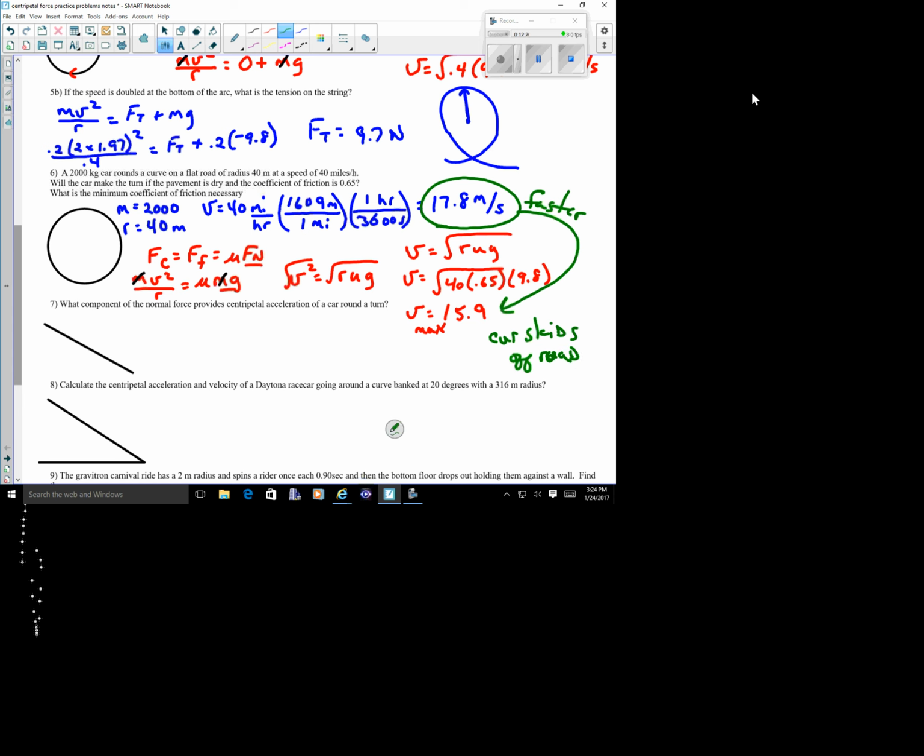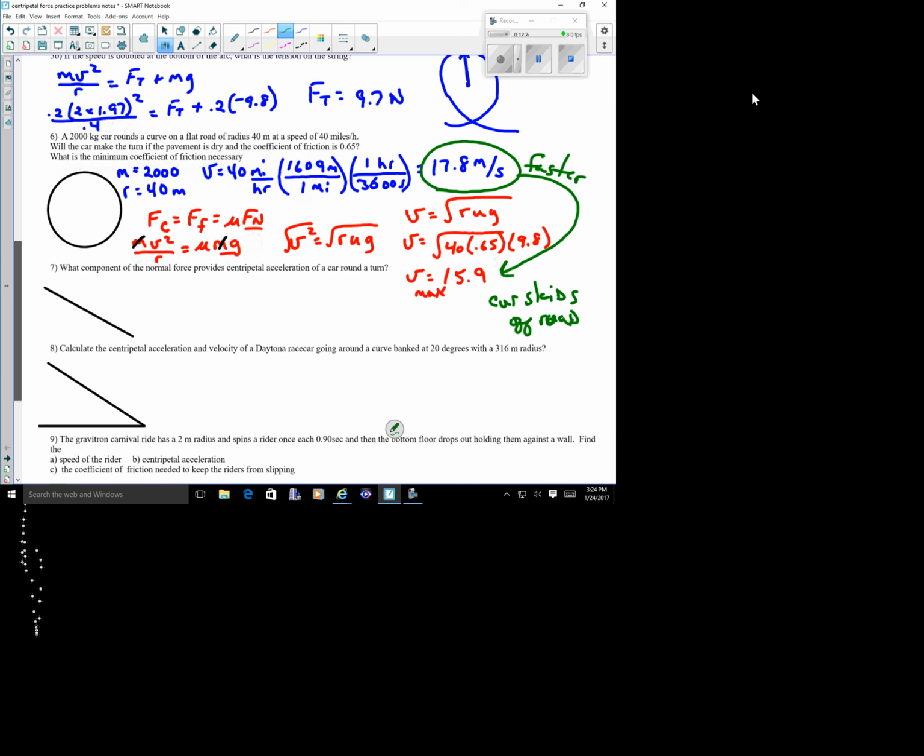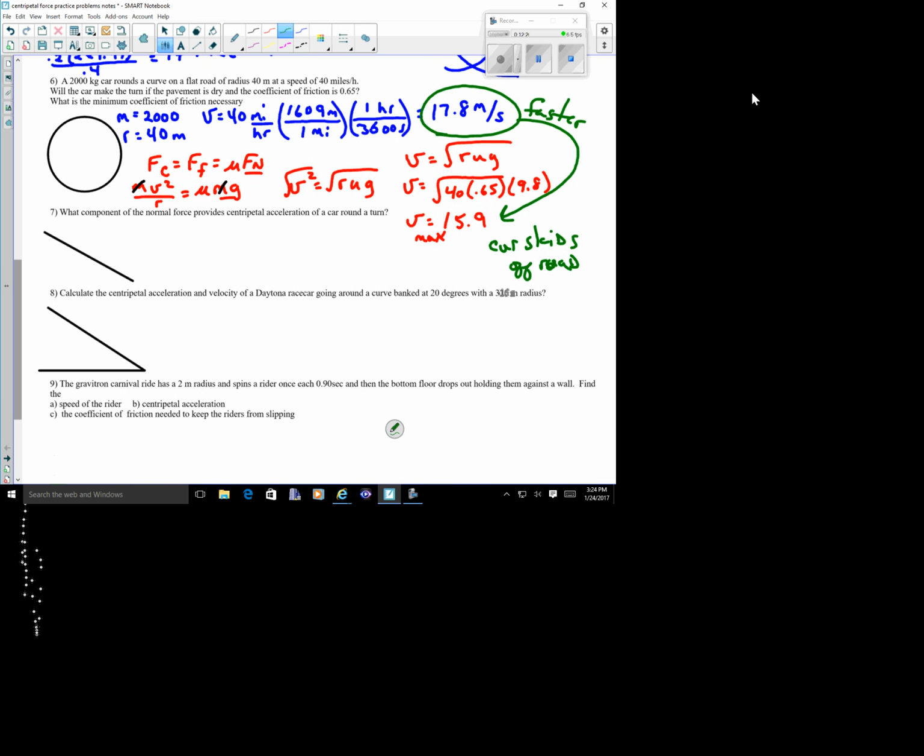And number 7 is when you get into coming off an expressway and you have a banked off-ramp. It says, what component of the normal force provides the centripetal acceleration of the car around a turn? So I want you to picture this ramp right here, but the car is not going up or down the ramp. It's actually coming out of your computer screen.